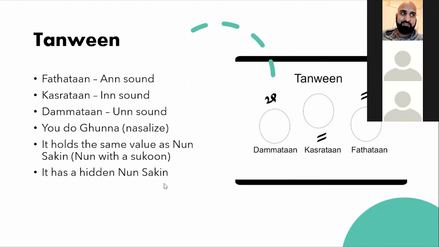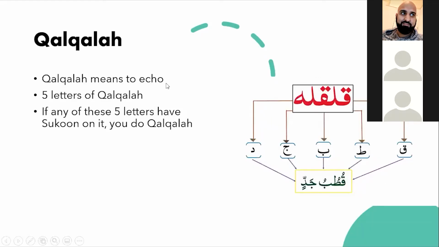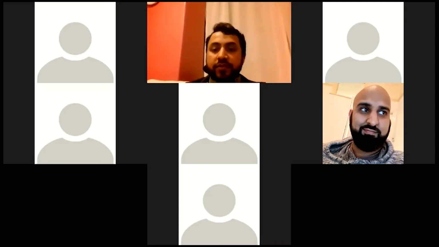Okay, if you go to the workbook and turn to page 20, you'll see there's a couple of examples there of noon sakin and tanween. So I'll share my screen here. Does everybody want to turn to that page in the workbook? If you don't have it, don't worry about it. I'll share my screen with it as well, inshallah.